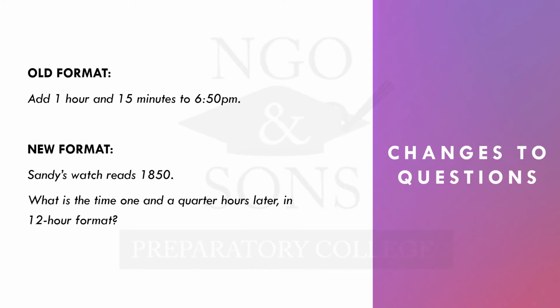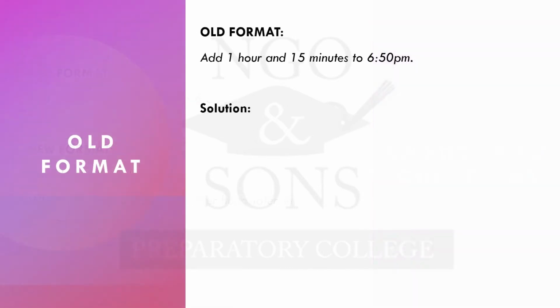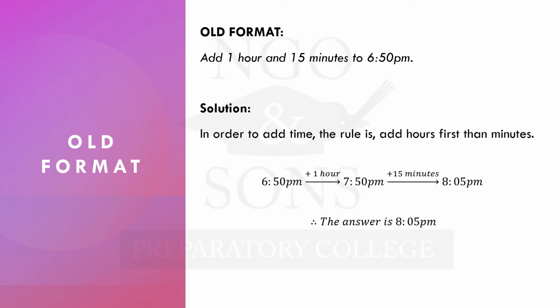Here you can see that whilst both questions are asking students to use the same mathematical principle of time calculation, the manner in which you analyze the question is very different. In the old format, you were simply instructed on how to solve the question. Here, the student was required to add time, and following the teaching principles used at Nguyen and Sons, whenever you want to add time, the rule is you add your hours first, then your minutes. Solving this question, students should have gotten the answer 8:05 p.m.